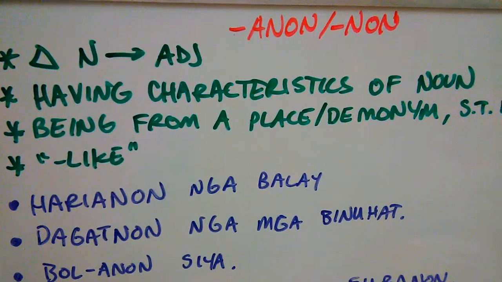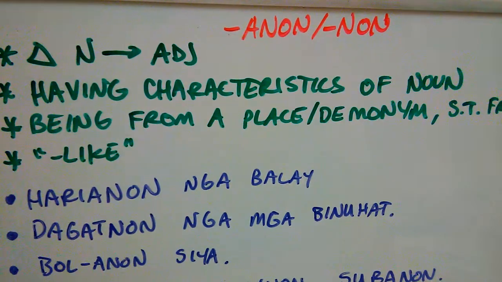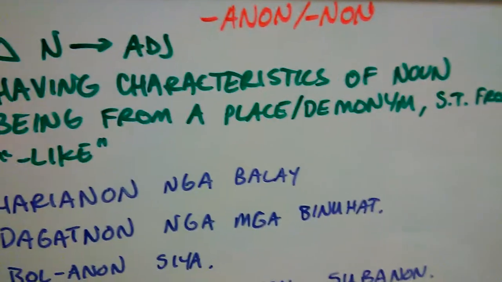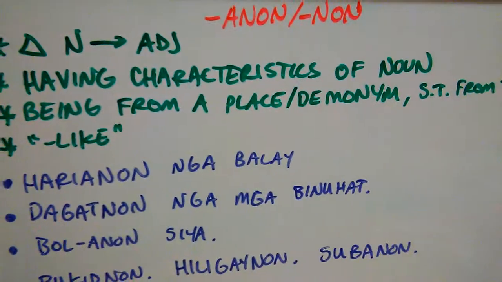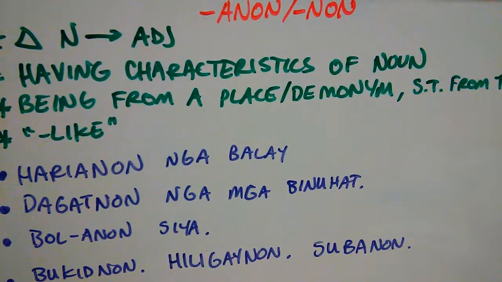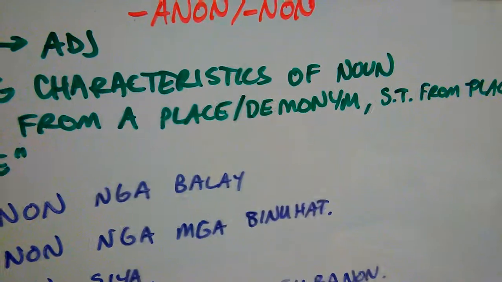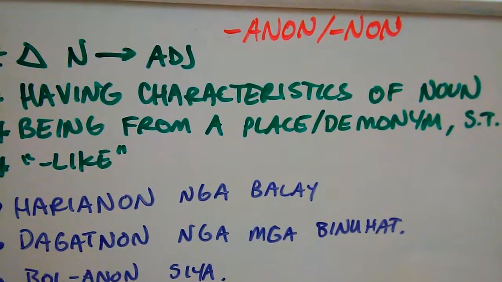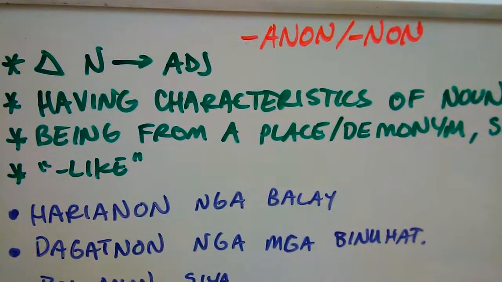So anon or non, okay? It's when it changes the noun to the adjective, it makes it so that the adjective is now having characteristics of the noun, and you'll see that through the examples. And again, it's being from a place, a demonym. So it's being from a place or a demonym of a person or something from that said place. Anything that's relating to or coming from that place, just anything of that place, right? And again, you'll see more of this with the examples.